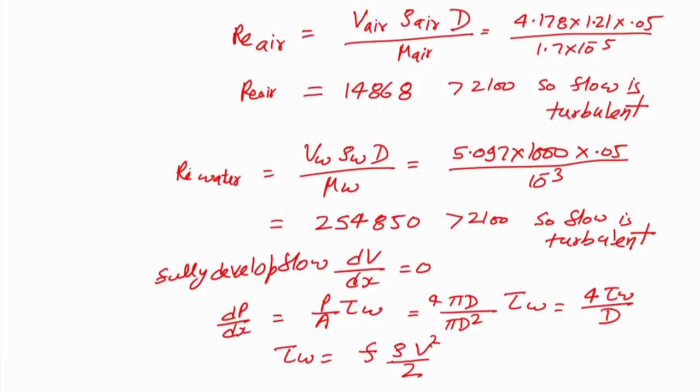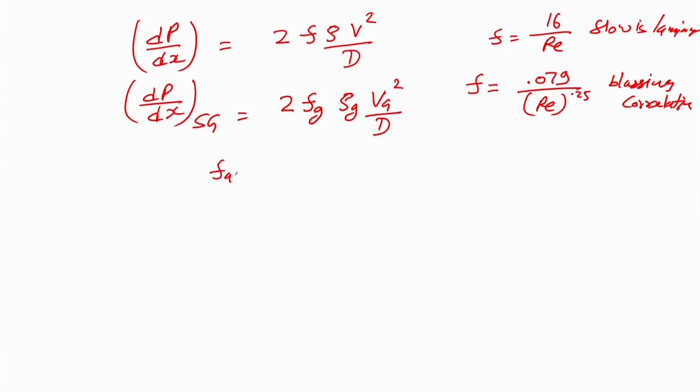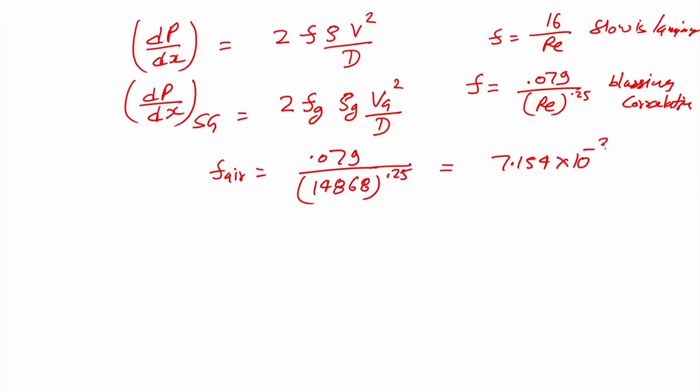So, f we need to calculate for the air. So, f of air will be equal to 0.079 upon Re, and Re of air was 148 into 68 raised to the power 0.25. If you do this calculation, you will get that f value for the air is 7.154 into 10 raised to the power minus 3. Similarly, f for water is equal to 0.079 upon Reynolds number of water, which is 254850 raised to the power 0.25. And if you do this calculation, you will get this value, 3.516 into 10 to the power minus 3.